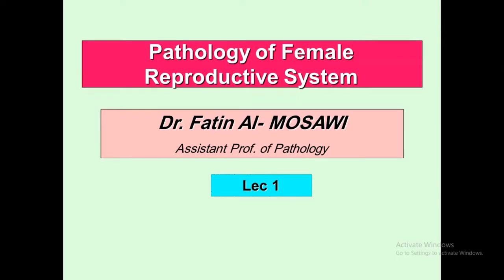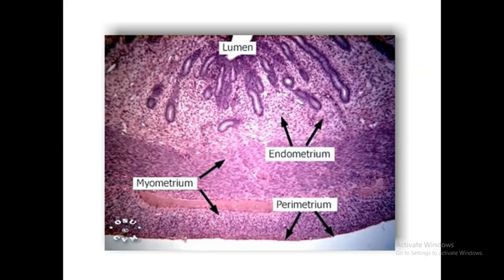This lecture is about the pathology of the female reproductive system. In this lecture, we will discuss the pathology of the uterus, including the uterine corpus and uterine cervix. Let's remember the histology of the uterus.